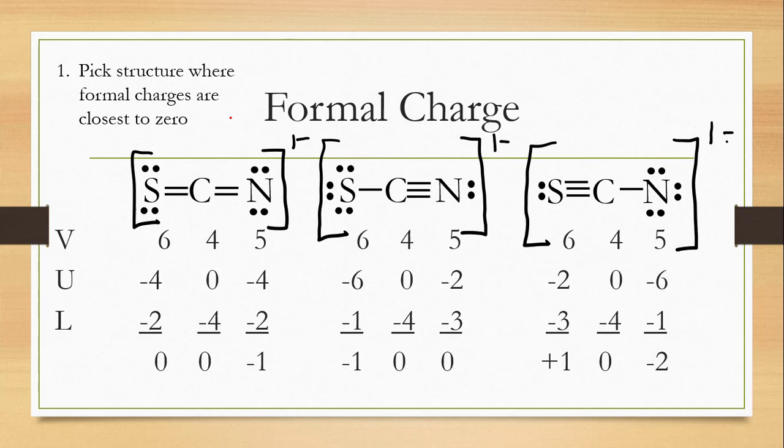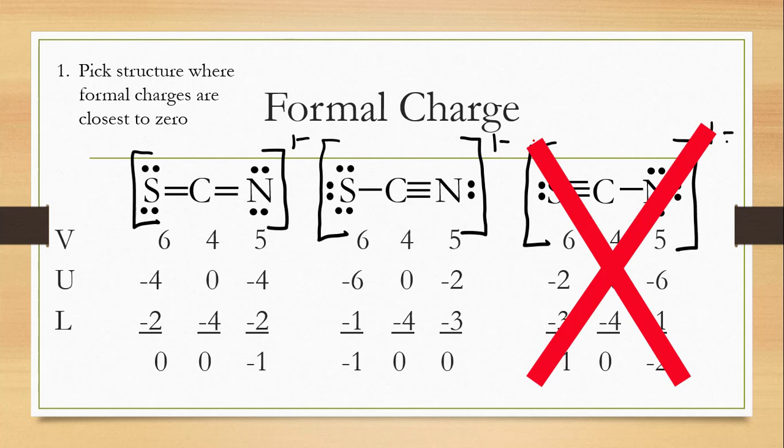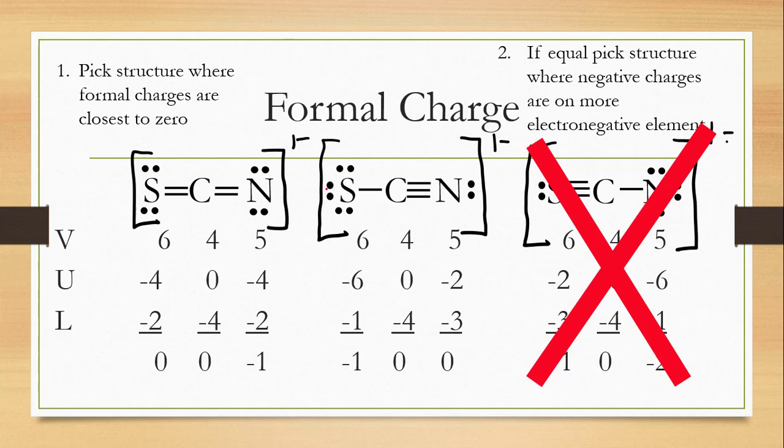Now we pick the structure where the formal charges are closest to 0. So that means you can eliminate this one. So with these two being equal, you pick the structure where the negative charge is on the more electronegative element. Nitrogen is more electronegative than sulfur, and that makes this the most valid structure amongst the 3 of them.